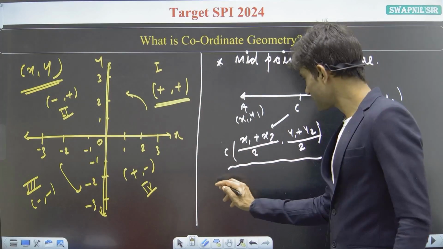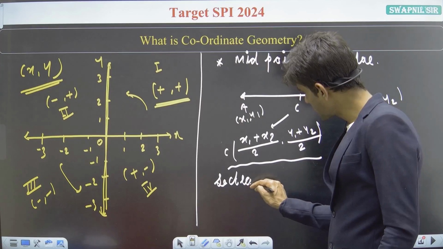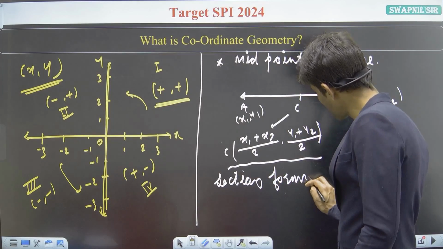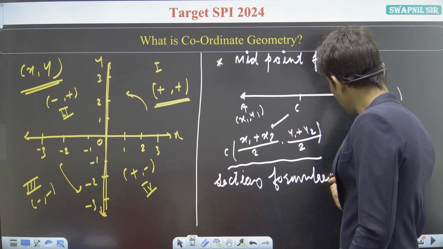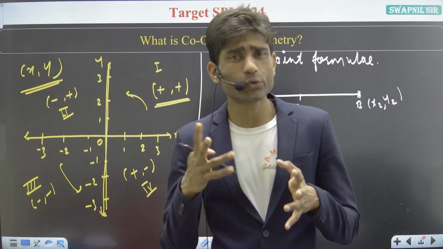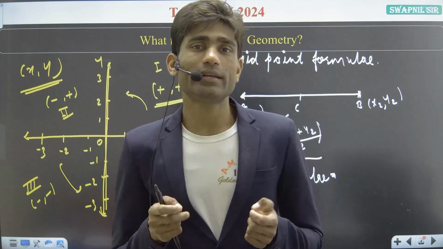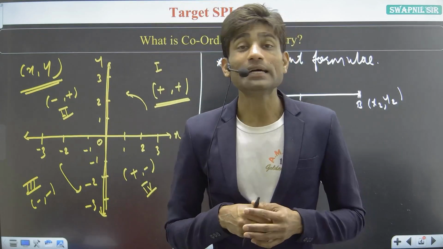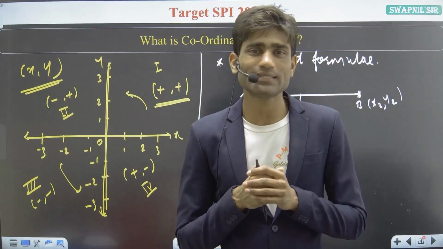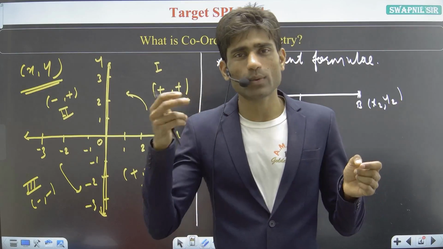So I'm going to explain the section formula here. Now we know that the section formula is defined for two particular cases: one is internal division, and the other is external division. That means we have the section formula for two cases. First, the section formula for internal division, and second, the section formula for external division.